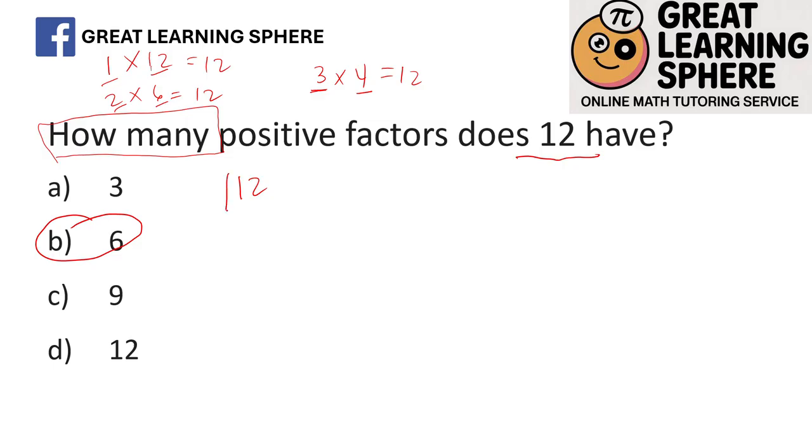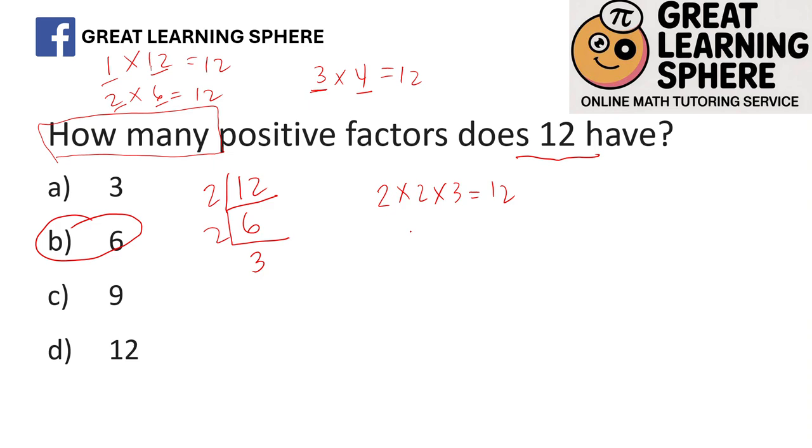So we are going to use the continuous division method. Since 12 is an even number, we are going to start by dividing 12 by the smallest and only even prime number. So that is 2. So 12 divided by 2 is equal to 6. 6 is still an even number, so divide again by 2. That will give us 3. So 3 is a prime number, so we will stop there.